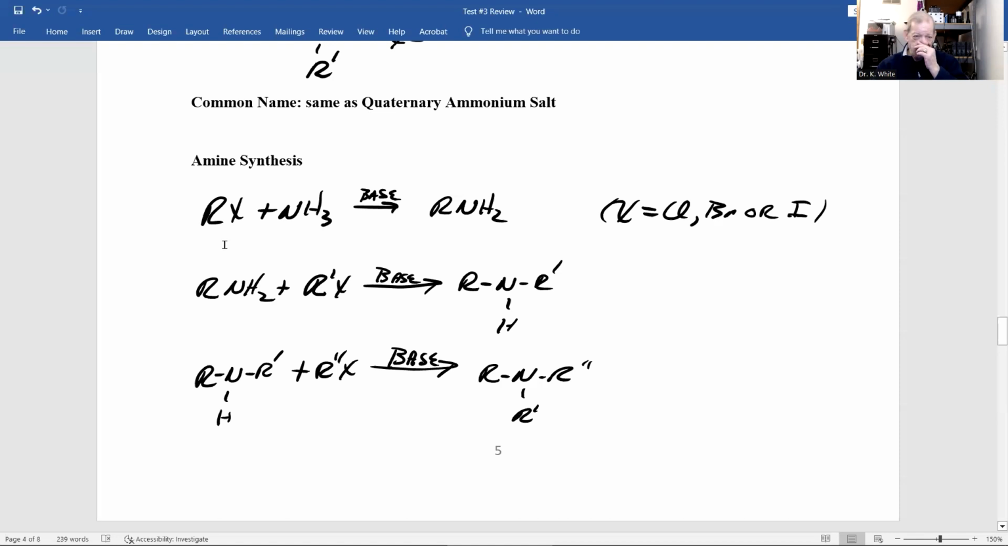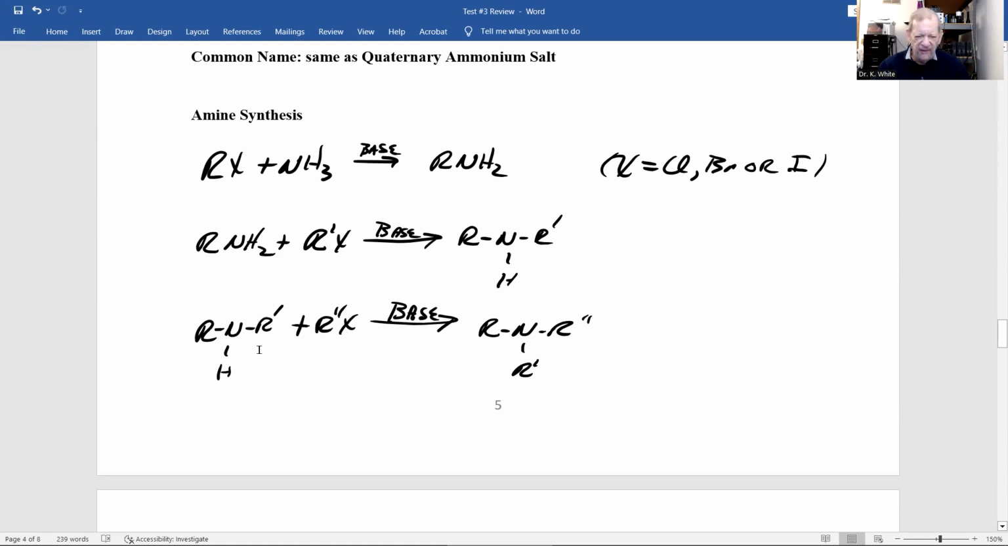Now, how do you make an amine? Well, you take an alkyl halide, RX, X can be chlorine, bromine, or iodine, react it with ammonia in the presence of base because you generate HX that's neutralized. And on the carbon with the halogen, you now have NH2, a primary amine. Now, if you take a primary amine and react it with an alkyl halide and base, you'll form a secondary amine. The bond to nitrogen is to the carbon with the halogen, same thing as in the first reaction. If you take a secondary amine and react it with an alkyl halide, you'll now replace this hydrogen with another R group.